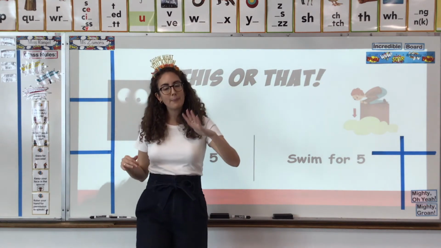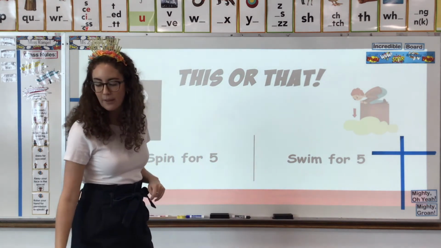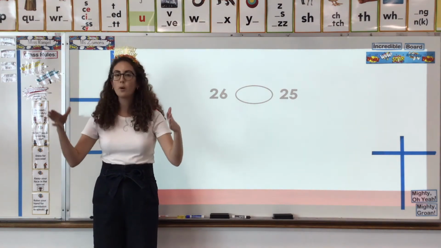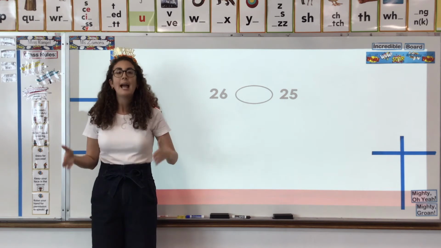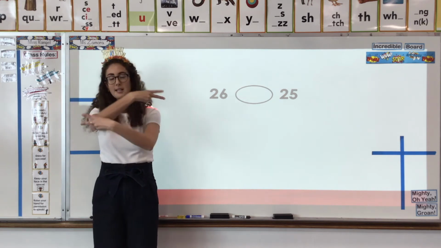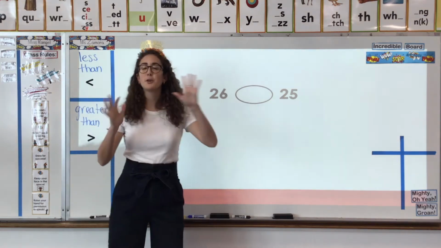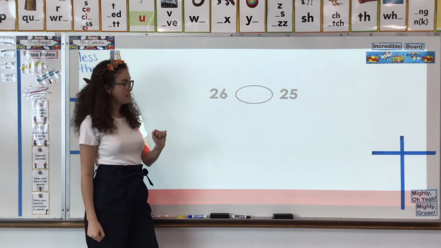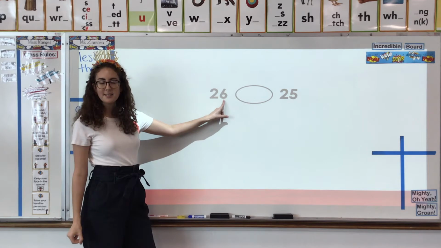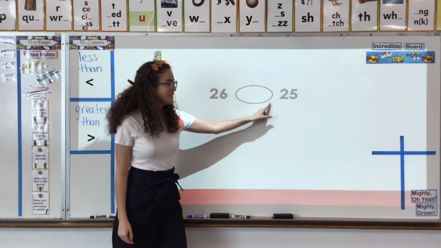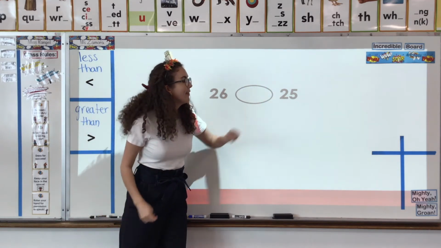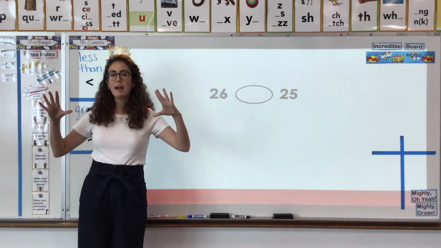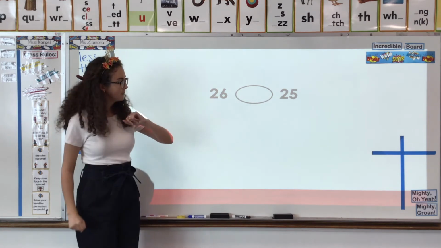Okay, sit right back down. Take a nice deep breath. Get your whiteboard out or your notebook, whatever you like to use. And let's get ready to use our symbols and compare. So on your board, I need you to write or draw what you see up here. 26 first, with this circle in the middle, and then 25. So I want you to draw or write that on whatever you've got.